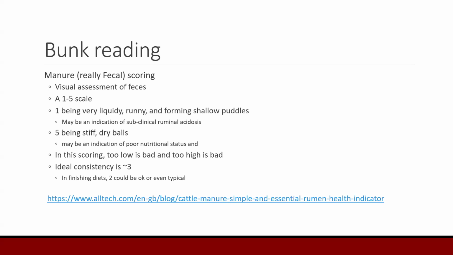Manure, so really we're talking about fecal scoring, but manure scoring is a visual assessment of the feces, and we have a score of 1 to 5. So 1 is being very liquidy and runny, so poor, indicating acidosis. 5 would be stiff, dry balls, so what you would expect to see in cattle that are consuming a dry hay diet. In this scoring, too low is bad, too high is bad. So the ideal consistency is somewhere around 3. But in a feedlot situation, even a 2 could be okay.